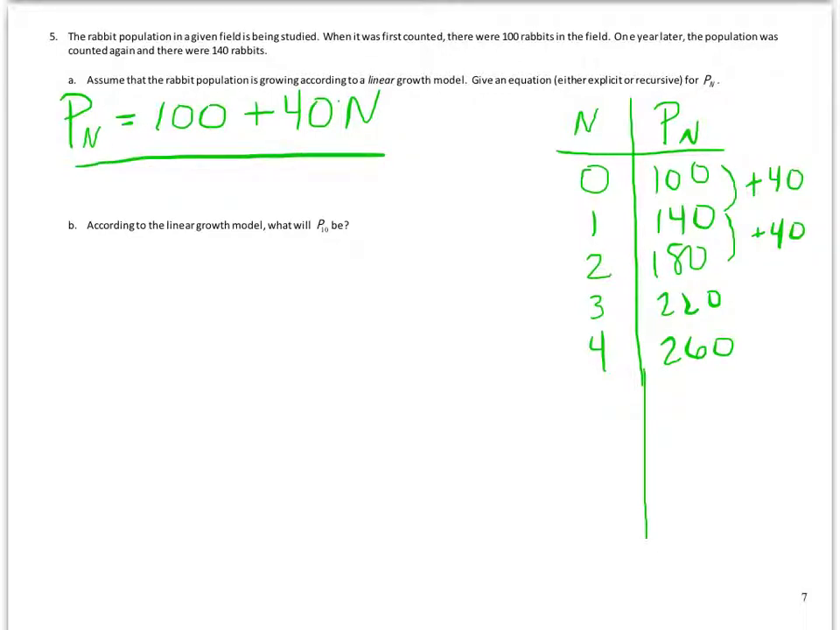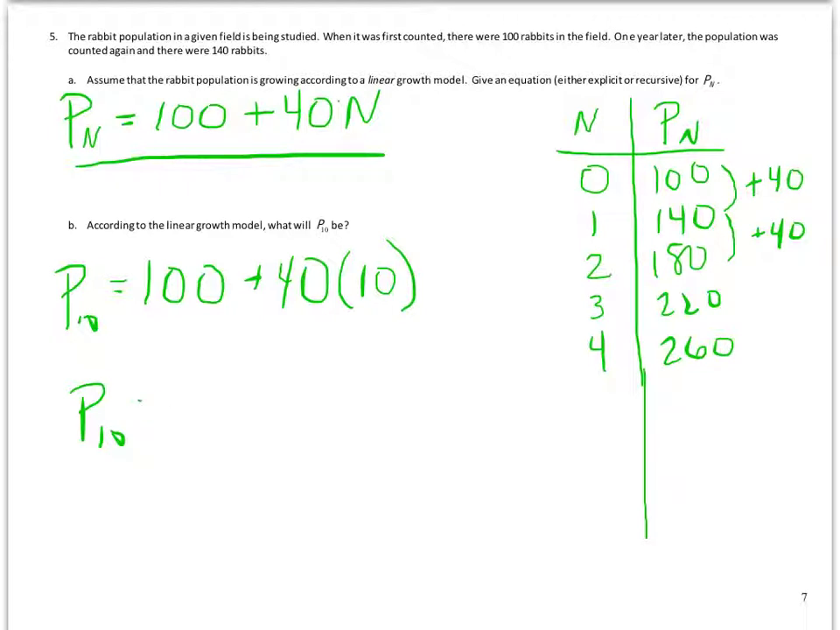And then for part B, I want P10. And now that I have a formula, I can just replace the n with the number 10. And I end up with P10 is 500 rabbits.